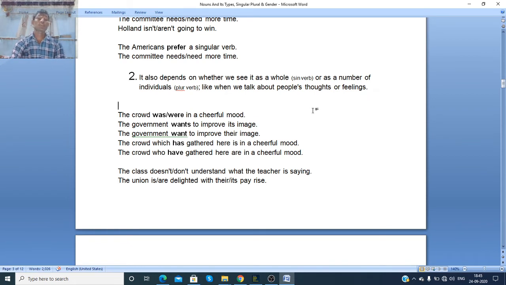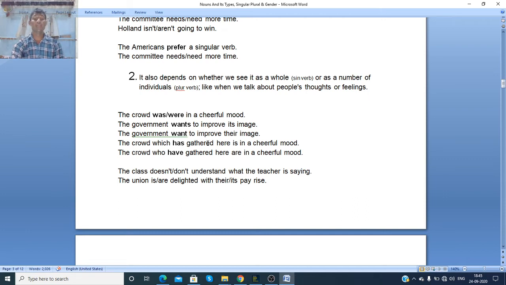The government wants to improve its image. When we see all of the workers or leaders who are working in the government wanting to improve its image, we use "wants". But when we see that some want and some don't want, we use a plural verb. The government want to improve their image, plural verb.